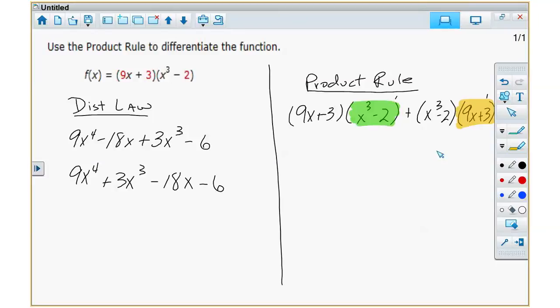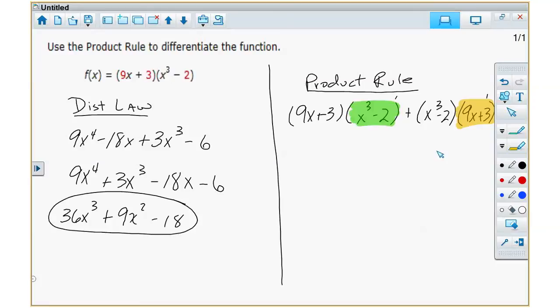So what's the derivative of 9x to the fourth? 36x to the third. 9x squared minus 18. So over here, we've got 9x plus 3. And then 3x what? Plus x cubed minus 2 times 9.